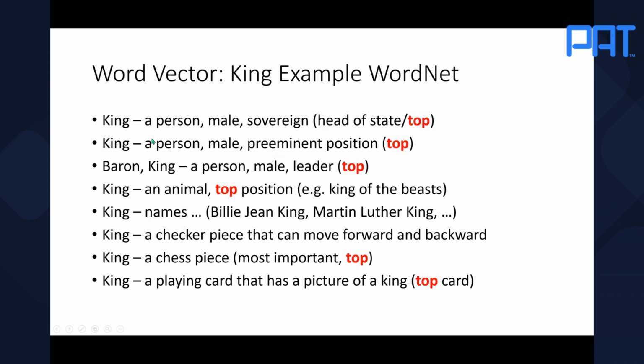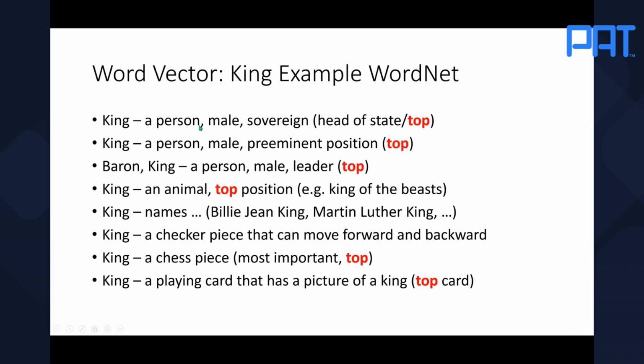The second definition says a preeminent position. So again, it's the top position of some sort of person. In the case of a baron or king, it's the leader, it's the top person again. If king is an animal, so king of the beasts, it's the top position of the beasts. So top is appearing a bit here as part of the definition for king.